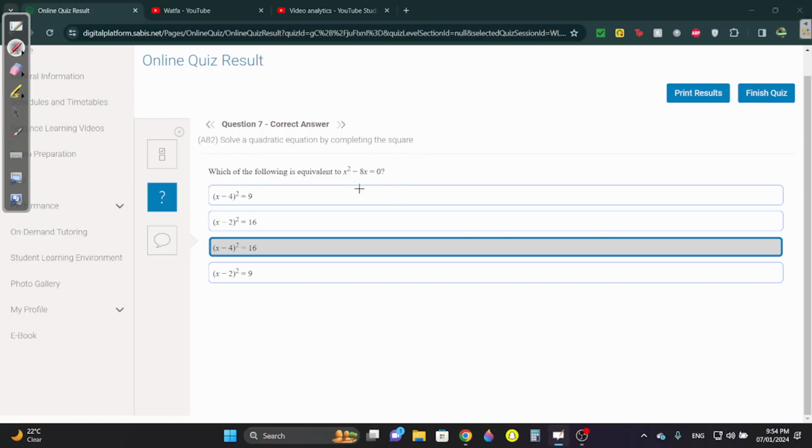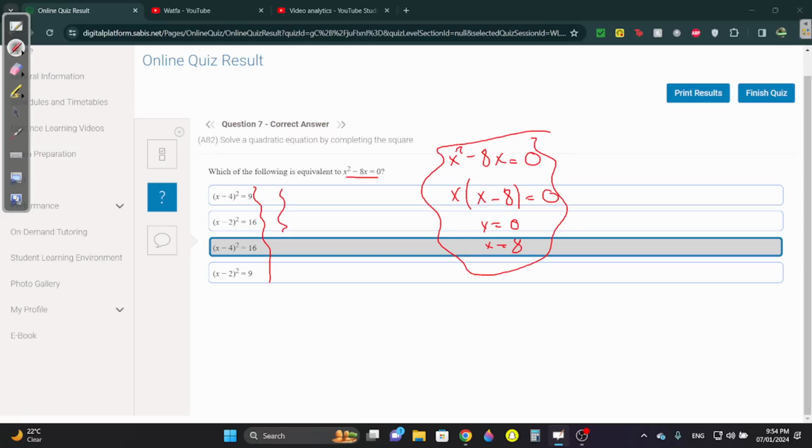Which of the following is equivalent to x squared minus 8x equals 0? Look, if the choices were numbers, the first thing somebody would do is just factor x out, you get x times (x minus 8) equals 0, and then you get two solutions, x equals 0 and x equals 8. See, this is solving. But if you look at the choices, they're not giving you numbers, they're giving you equations.